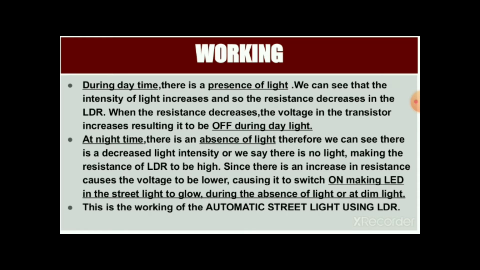So this is actually the working. At daytime it is switched off and at night time it is switched on. So it is the working of the automatic street light using LDR.